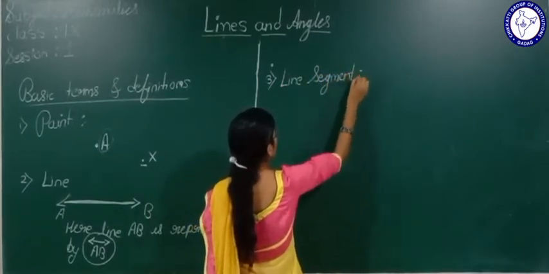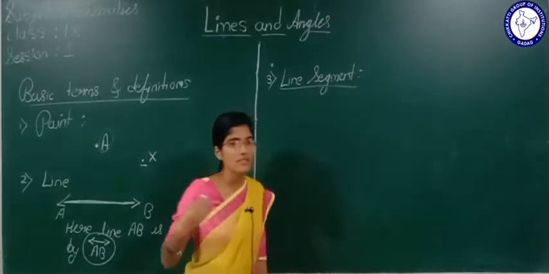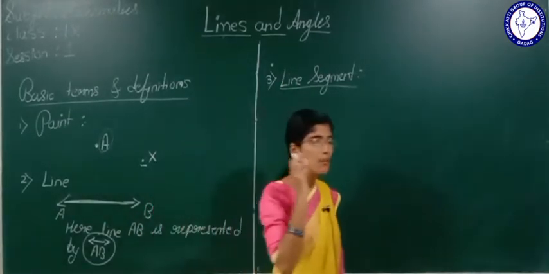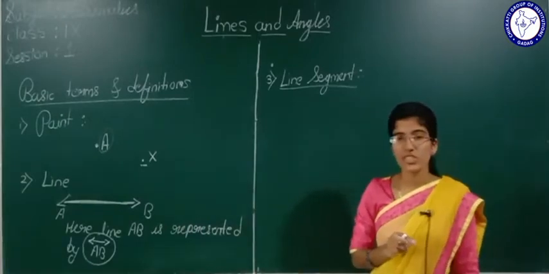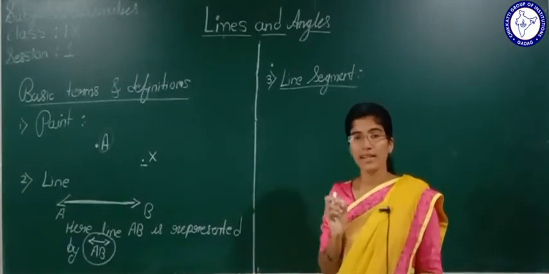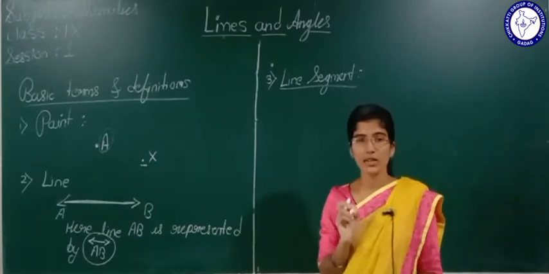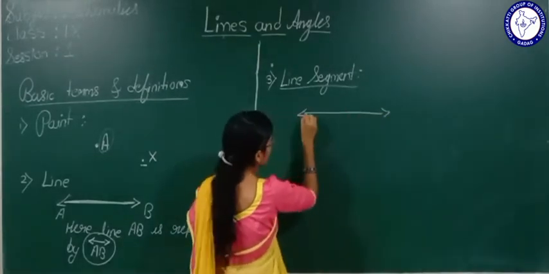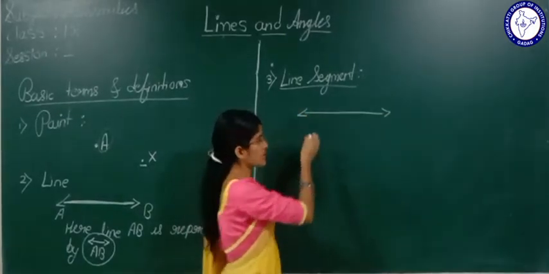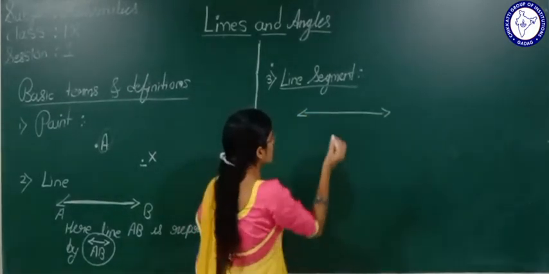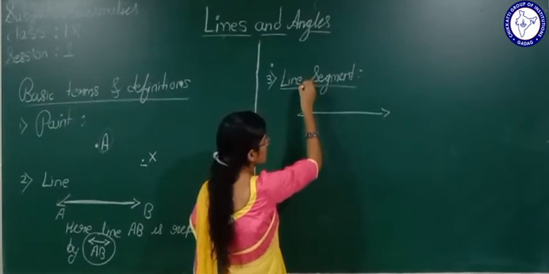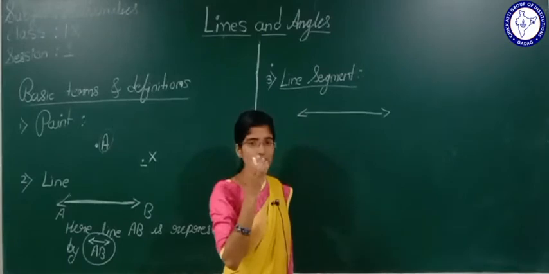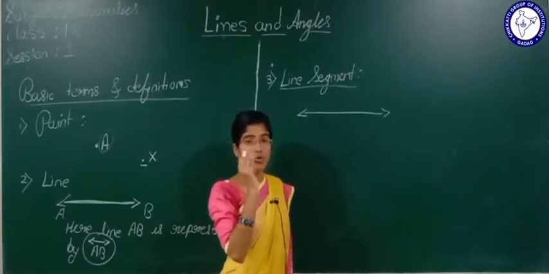You have learned all this, right? We are just revising. What is a line segment? A line segment is a part of a line which has two end points. Suppose you take this as a line. A line segment is a part of a line which has two end points.